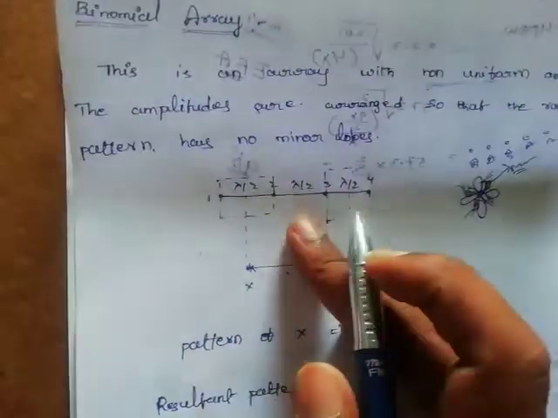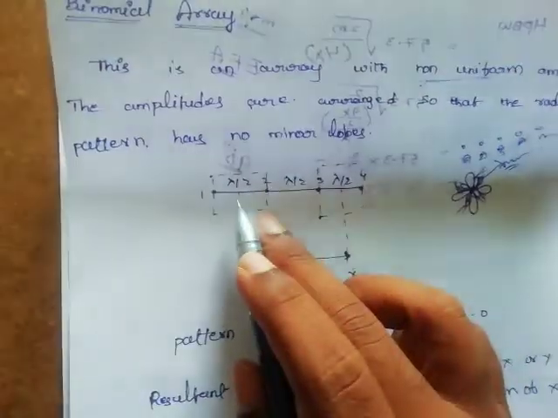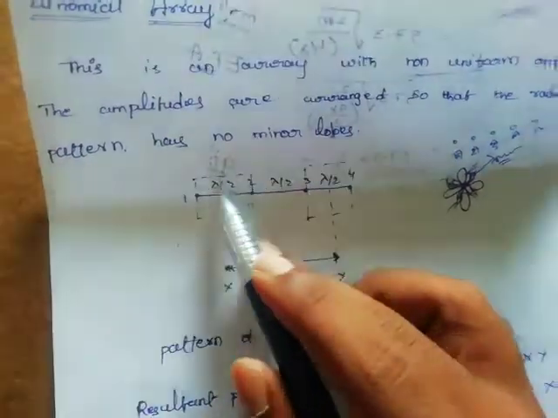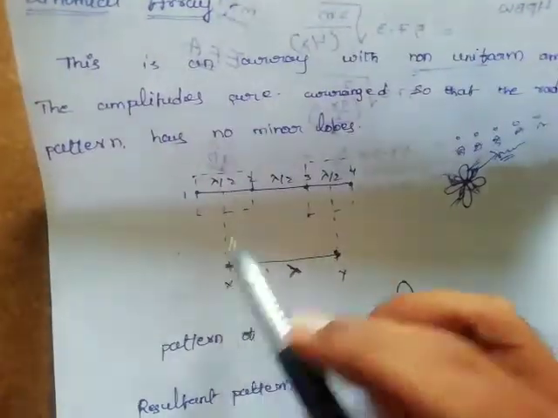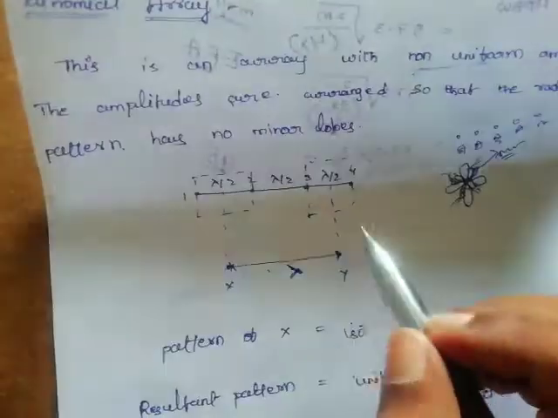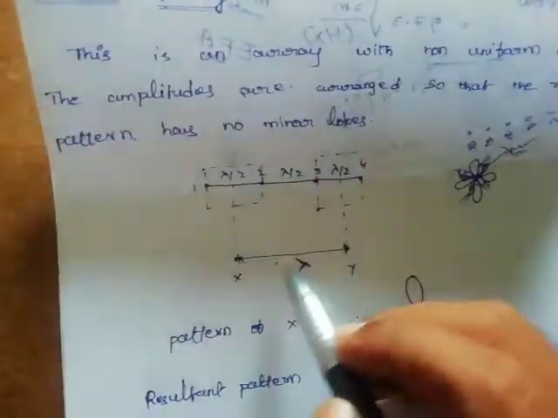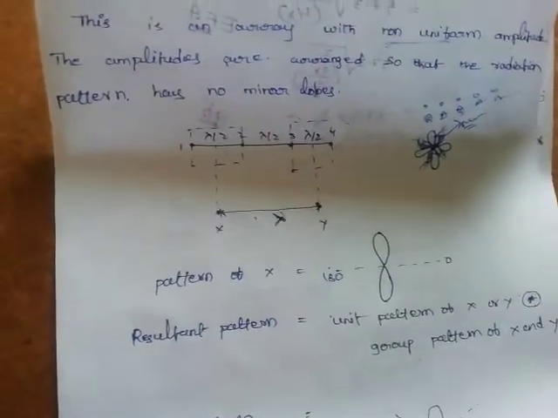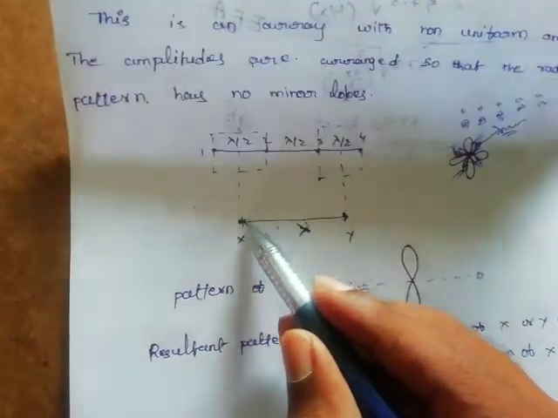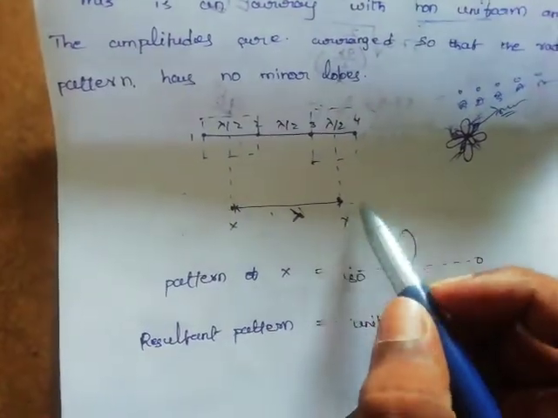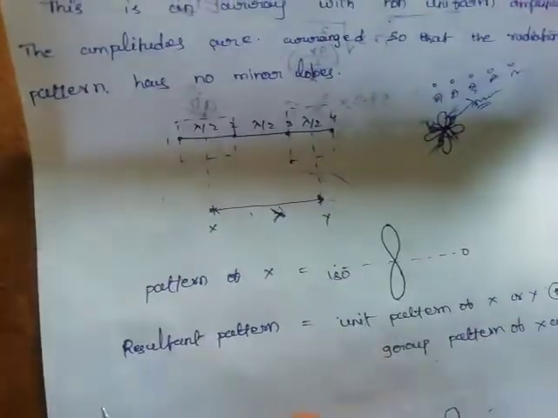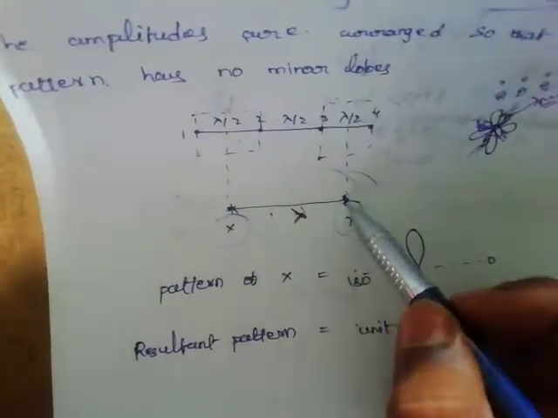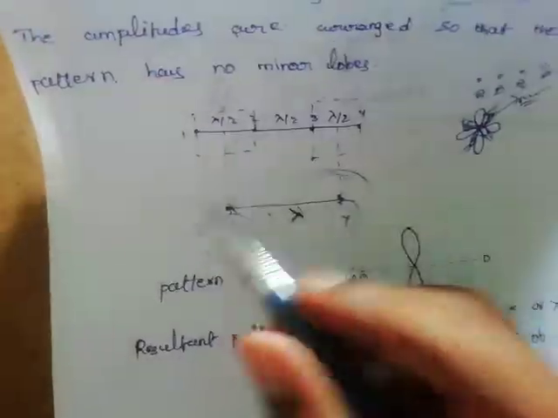Here I have taken the example of 4 point sources, 1, 2, 3, 4, separated by a distance of lambda by 2. Again I am using the concept of pattern multiplication. Sources 1 and 2 are taken as one point source, x, and 3 and 4 as one point source, y. These two are separated by a distance of lambda. How do we get the pattern multiplication? The individual pattern of x or y is multiplied with the group pattern of x and y. We already discussed this in the previous classes.